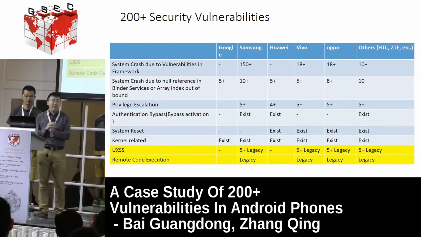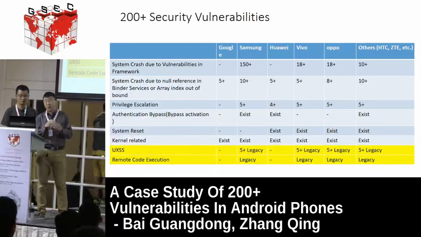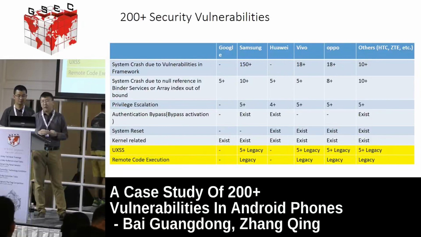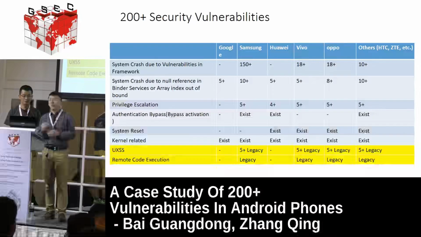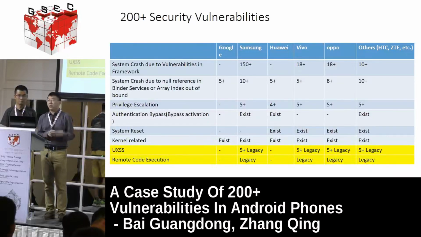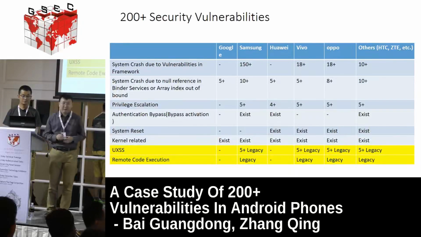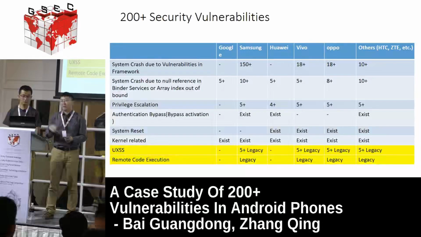You can find that most of the vulnerabilities are system crashes due to problems in the framework, or because of some null reference in the binder services, or because of Android array index out of bound. We also find some problems of privilege escalation, which allow an unauthorized application to read some sensitive data or call some sensitive functions beyond its permission level. Also some authentication bypass, which we're going to show later, and system reset problems, and some kernel-related ones. Unfortunately, today we will not discuss the kernel-related ones because they were just reported to the manufacturer and are still in discussion of the fix.